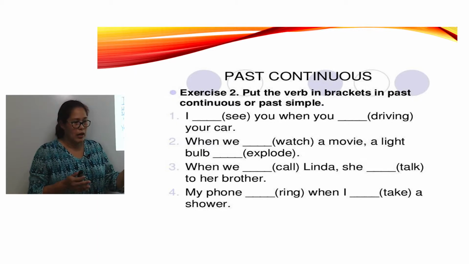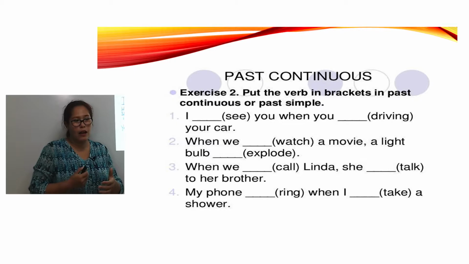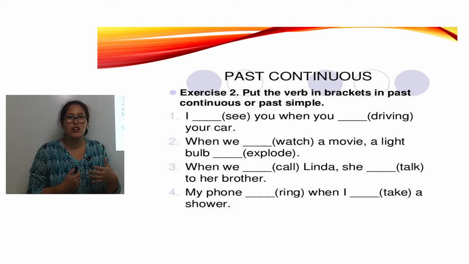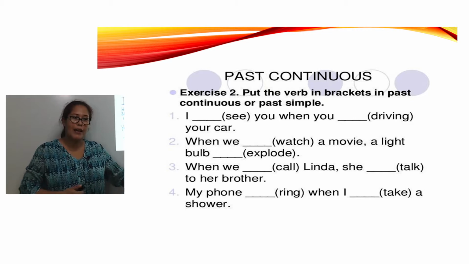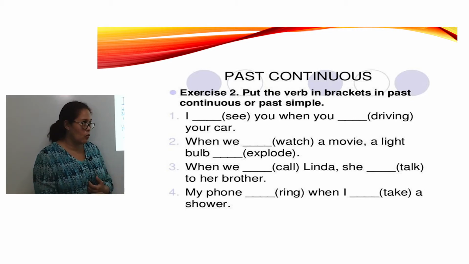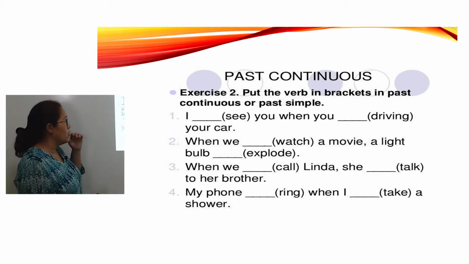En ese caso, la acción principal era alguien estaba haciendo una acción de continuo. La acción de continuo era manejando. Y la otra acción era yo te vi. Yo te vi cuando estabas manejando. El pasado simple se queda con la persona que está observando, que está viendo, y el pasado continuo es la acción que se está realizando at that moment, en ese momento lo que estaba sucediendo.